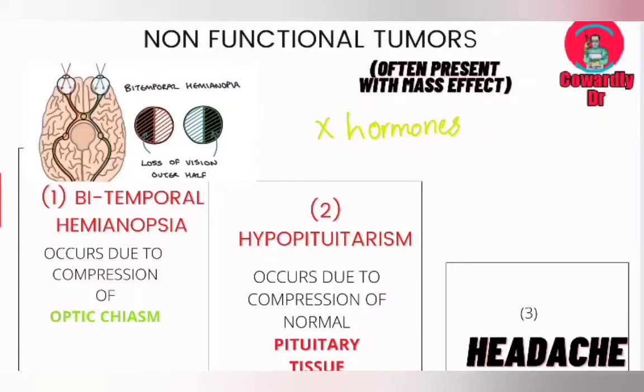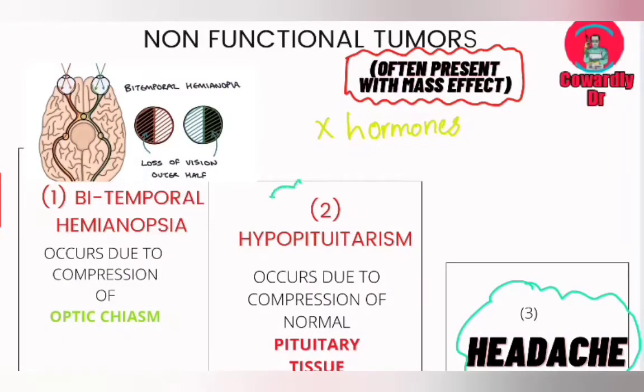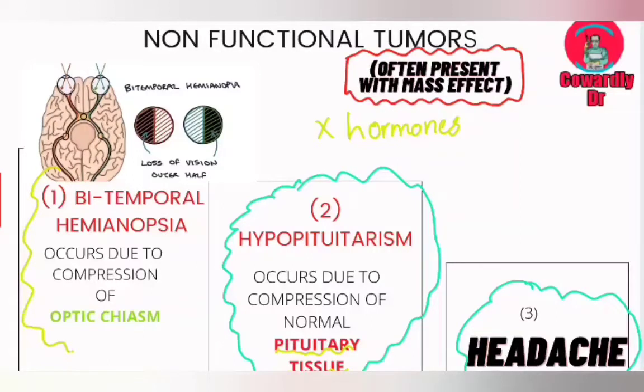Now the important high yield point is that non-functional adenomas often present with mass effect. What will happen if there are non-functional tumors present? There can be headache, there can be hypopituitarism, which we will discuss later in the video, and it occurs due to the compression of the pituitary tissue. And number one, the bitemporal hemianopsia. The bitemporal hemianopsia occurs due to the compression of the optic chiasm.